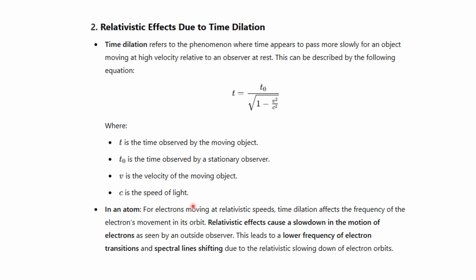Particularly for an atom, with electrons moving at relativistic speeds, time dilation affects the frequency of the electron's movement in its orbit. This effect causes a slowdown in the motion of electrons as seen by an outside observer. So a lower frequency of electron transitions will be there, and spectral lines will shift due to relativistic slowing down of electron orbits. So very important factor.